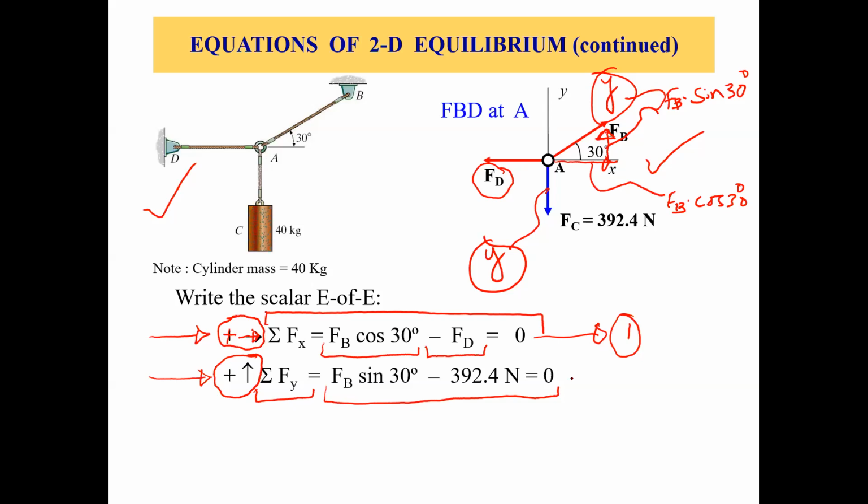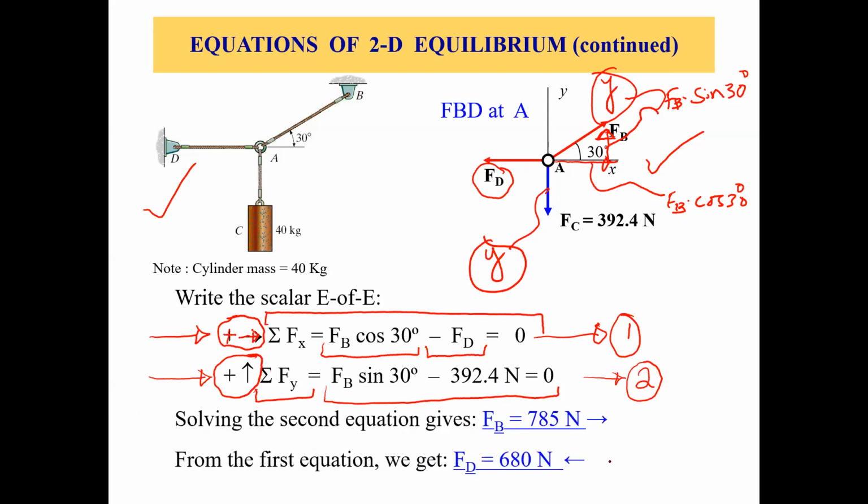Let's call it equation 2. So this equation 2 is sigma Fy equals 0, okay? We get equation 2 by applying summation of forces in the y direction equals 0. Now, if you look at these two equations, what are the unknowns? FB and FD, right? So two unknowns and two equations. We know that if we have two equations and two unknowns, then we can solve those two equations to find the values of the two unknowns, right? So we can do that.